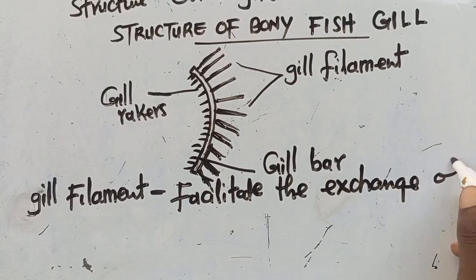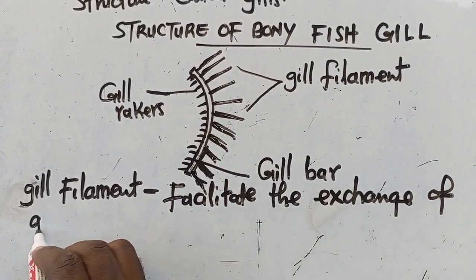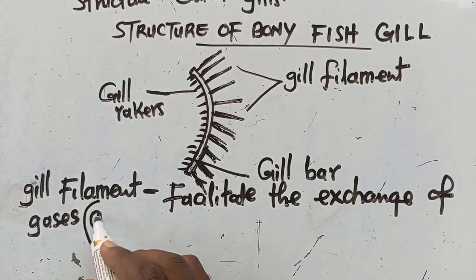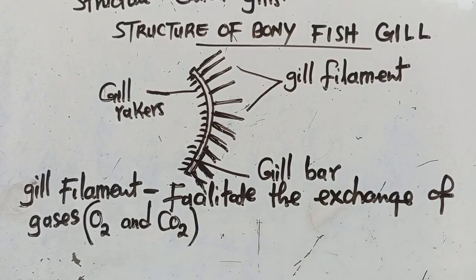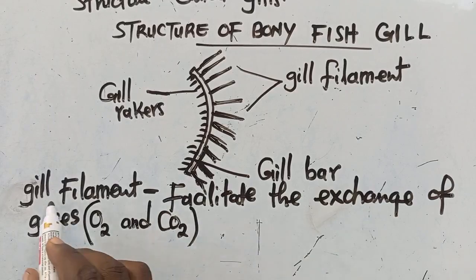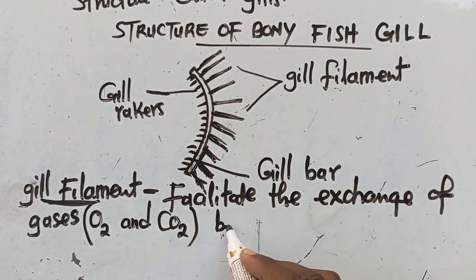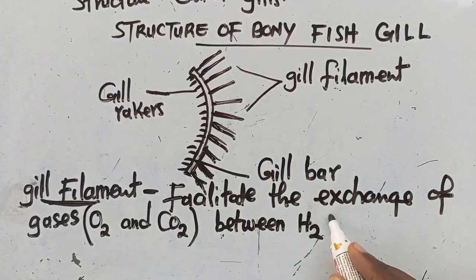The exchange of what? The exchange of gases. The gases that we are talking about, which are facilitated by the Gill filament, are oxygen and carbon dioxide. Between what do we say? Between the water and what?